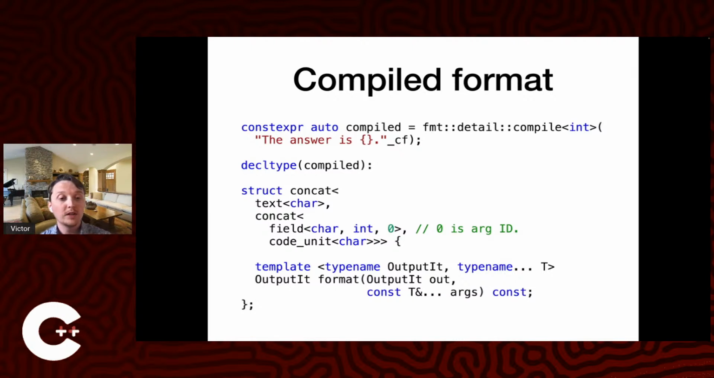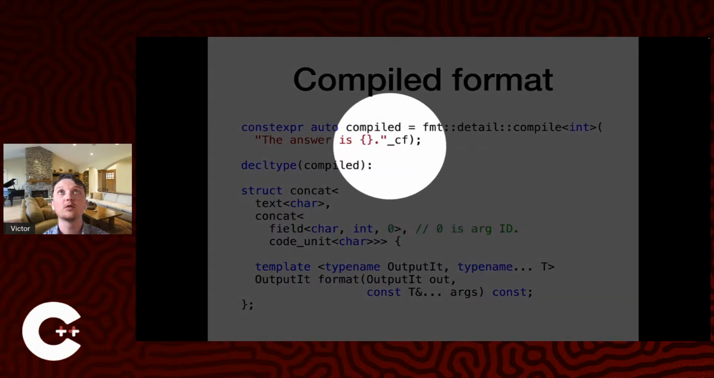And this is pseudocode that illustrates how format string compilation works in general, as opposed to what we just saw, which was just one case. So given a format string, the compile function turns it into an object with a function called format, which does the actual work. Here we have a concatenation of a literal text, "The answer is" followed by a space, with a field of type int and ID 0, and a code unit, or in other words, a character, for a dot at the end of the sentence.